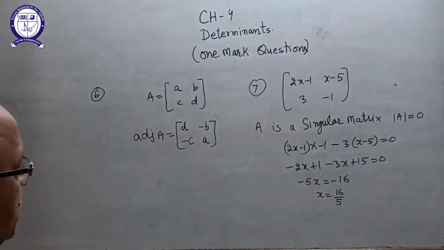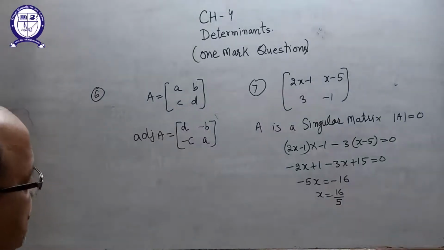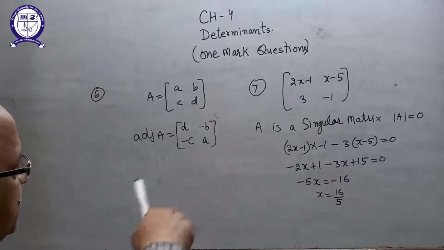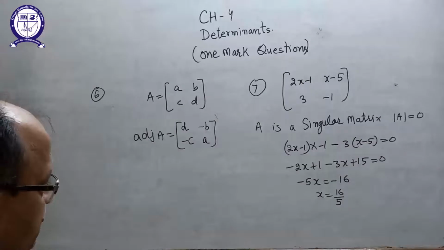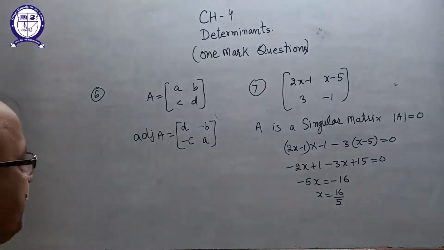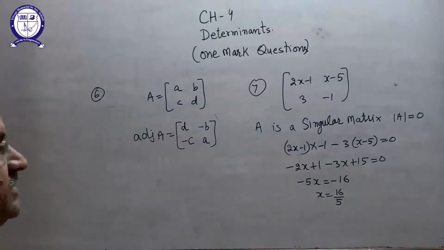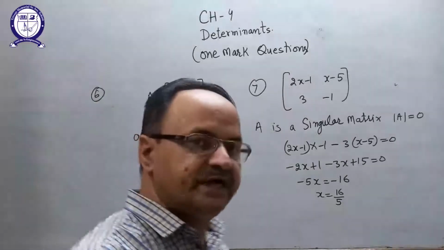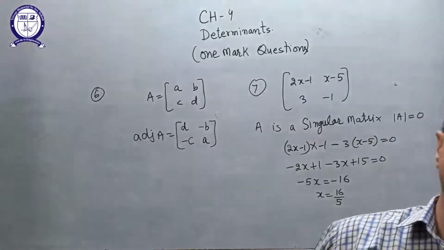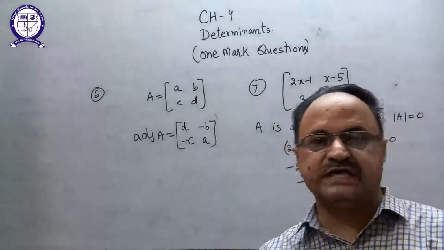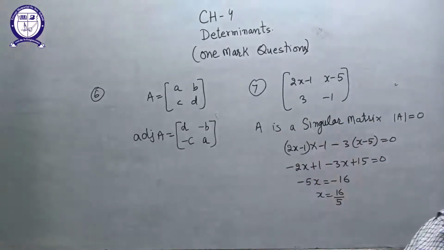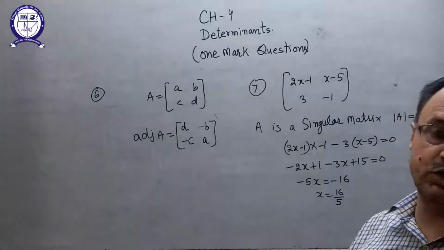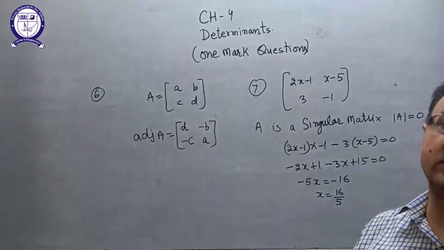Here, minus 2x plus 1 correct. When multiplied by 3, minus 3x plus 15. When I simplify, the answer is 16 by 5. Here, this is the property. If A is a singular matrix, then determinant of A is equal to 0. And if A is a non-singular matrix, then the determinant of A is not equal to 0.